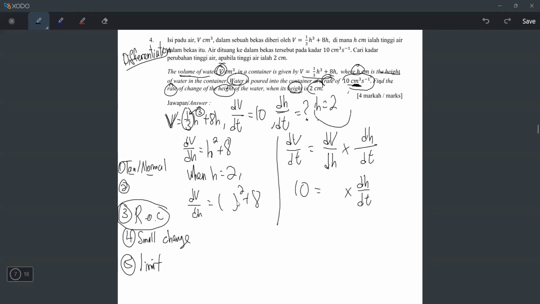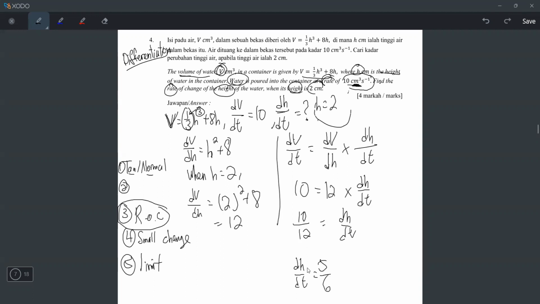So H squared plus 8, this H is 2. 2 squared is 4, 4 plus 8 is 12. So this is 12. Now finally you get dH/dt is 10 divided by 12. So final answer, dH over dt, let's press 10 divided by 12. Okay, 5 over 6. So that's the answer.